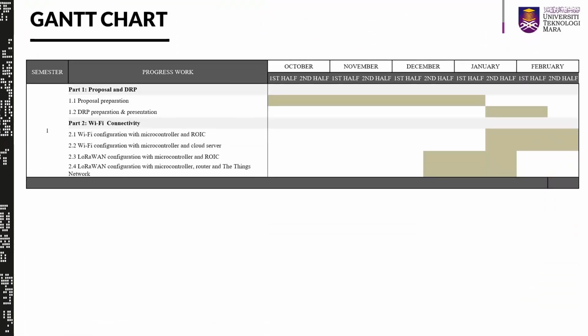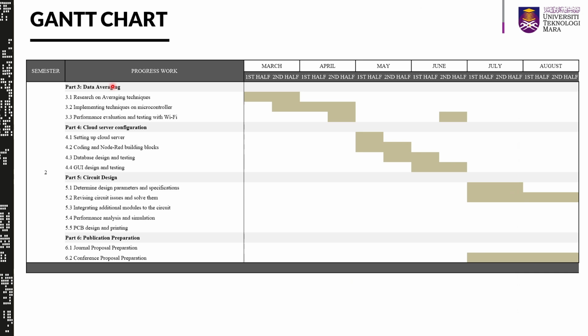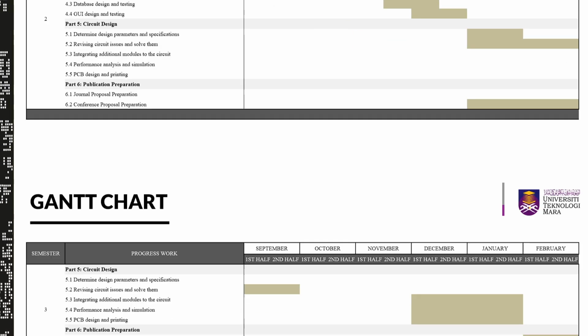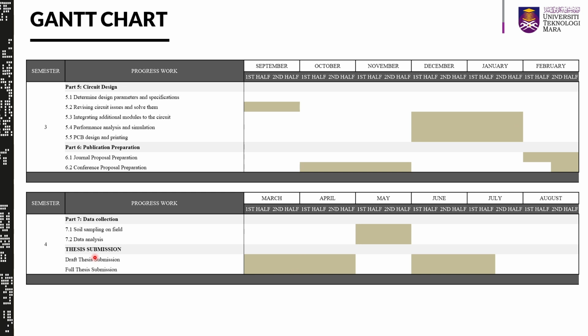Okay, this is the Gantt chart. We have completed the proposal and the Wi-Fi connectivity in semester 1. We have also completed the data averaging technique, the cloud server configuration, some part of the circuit design, and some publication in semester 2. In semester 3, we have completed another part of the circuit design and another publication. And in semester 4, we have collected some data and are fully committed to finishing up writing the thesis.